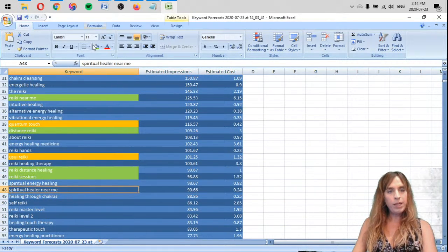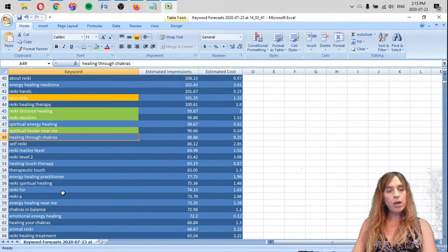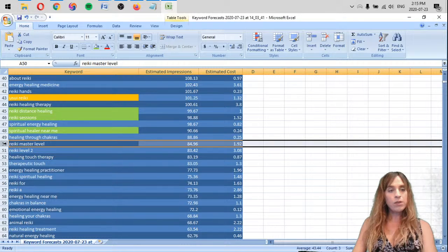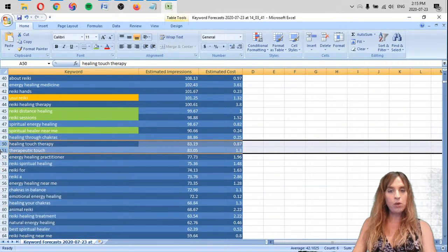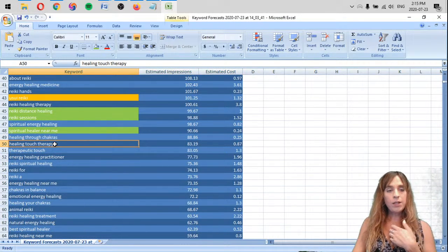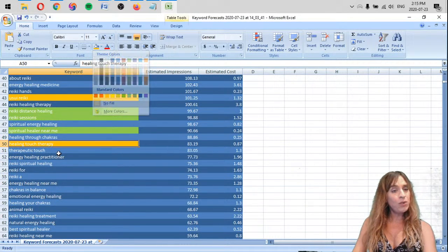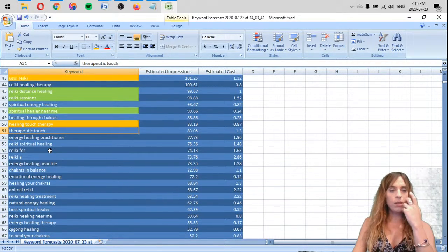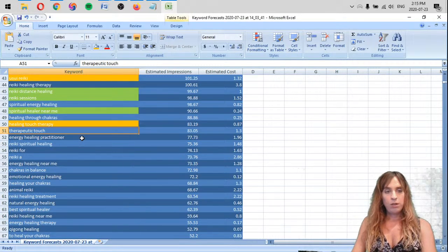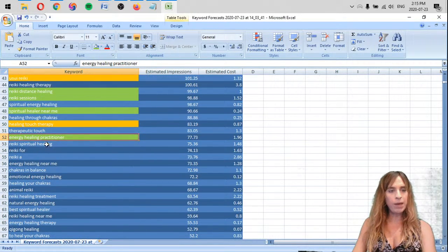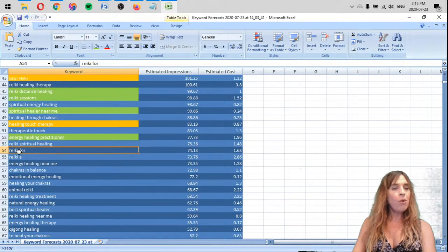Spiritual healer near me, heck yes. Healing through chakras, sure. Self Reiki, nope, not self Reiki. Reiki master level and Reiki level 2, nope, no good for us. Healing touch therapy, that's another one that I don't know about. Therapeutic touch. Okay, energy healing practitioner. Yes, that is very specifically what that is. Reiki spiritual healing. Okay. Reiki 4.